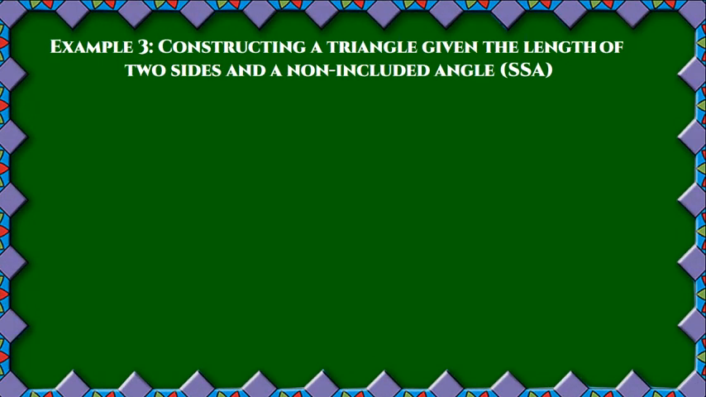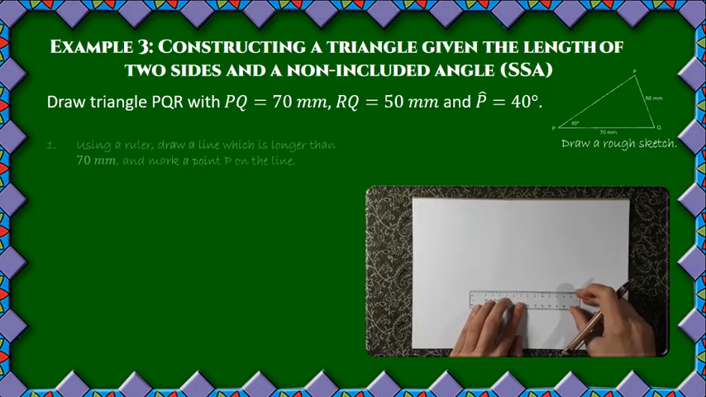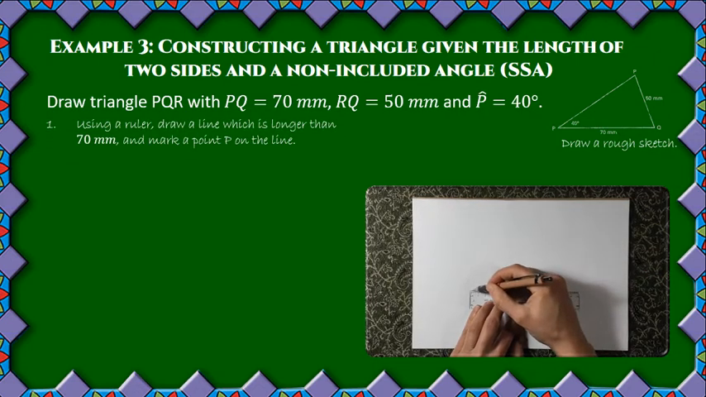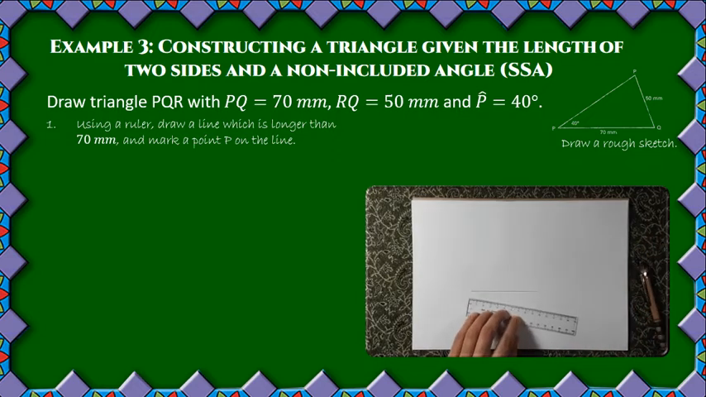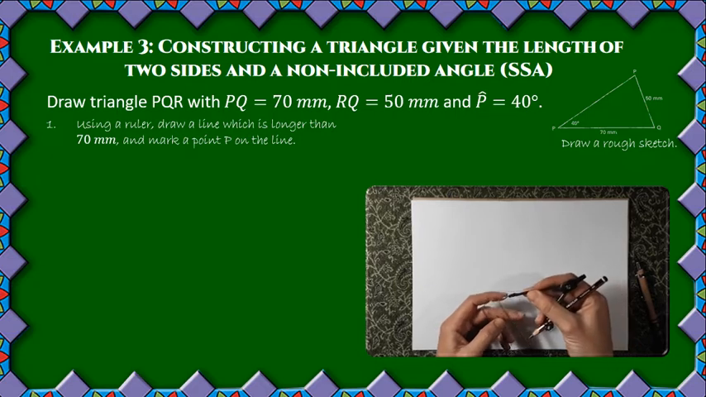Then for the final example, example 3, we're going to look at how to construct a triangle when we're given the length of 2 sides and a non-included angle. This example says draw triangle PQR with PQ equals 70 millimeters, RQ equals 50 millimeters, and angle P equal to 40 degrees. And once again, we draw a rough sketch, and then we start. Using a ruler, draw a line which is longer than 70 millimeters and mark a point P on the line.